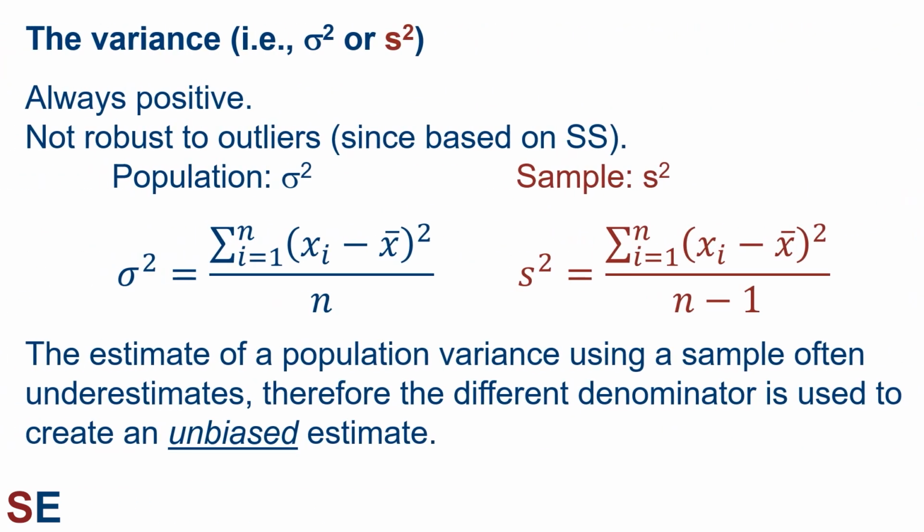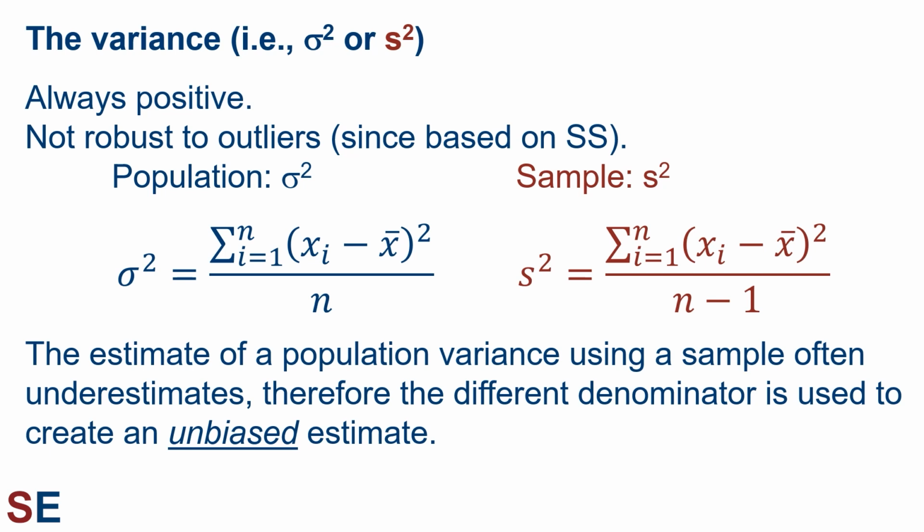Okay, now for the variance, and this is represented by the Greek sigma symbol, or S, and then with a square. The variance is always positive, because it's based on a sum of squares. It's not robust to outliers, since it's going to be based on the sum of squares. If we have a population of data, we represent the variance with sigma square, and it's the sum of squares divided by n, where n is the number of data values. However, if we have a sample, we represent the variance with s squared, and we have the sum of squares divided by n minus 1.